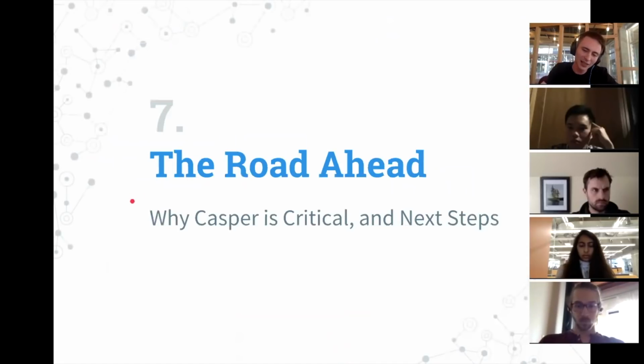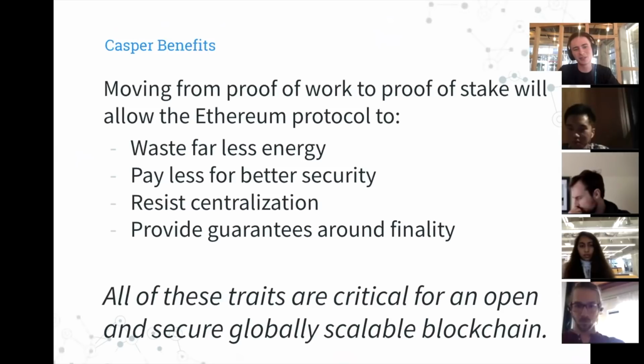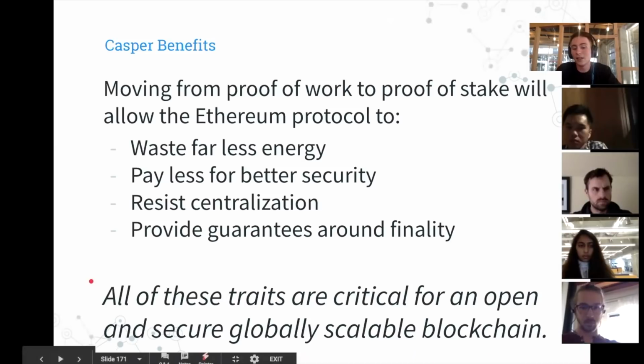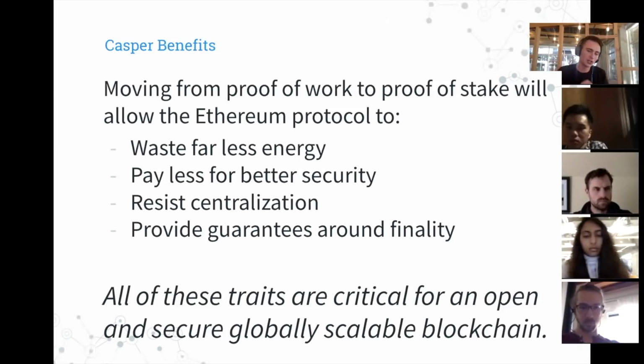Ta-da. So the road ahead, some next steps. We're moving to proof of stake, going to overlay it on proof of work. We get to waste less energy, pay less for security, resist centralization, arguably, and provide guarantees around finality. And I think that's definitely important for applications building on the blockchain. And these traits are really critical if we want to achieve Ethereum's vision of being the core blockchain that can scale out to a large extent.